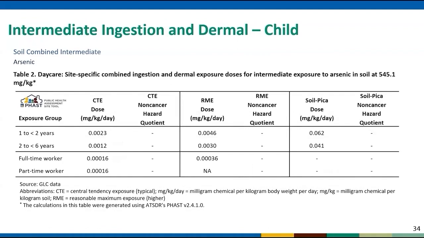Now I am presenting the results table for the 2 child age groups for the intermediate scenario. Because we do not have an intermediate MRL, FAST could not provide an HQ. And again, cancer risk is only calculated for chronic exposure, so cancer risk is not included in this intermediate results table.